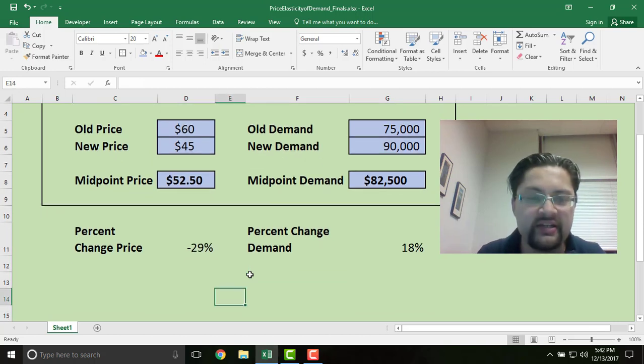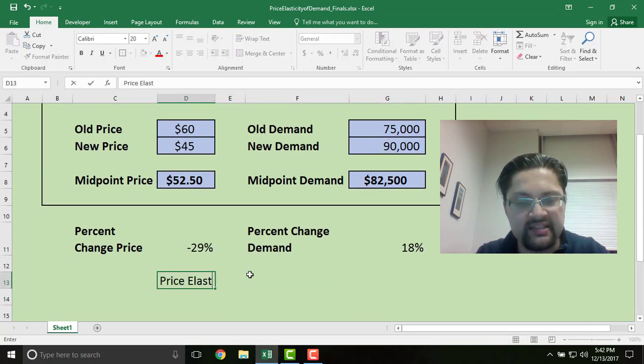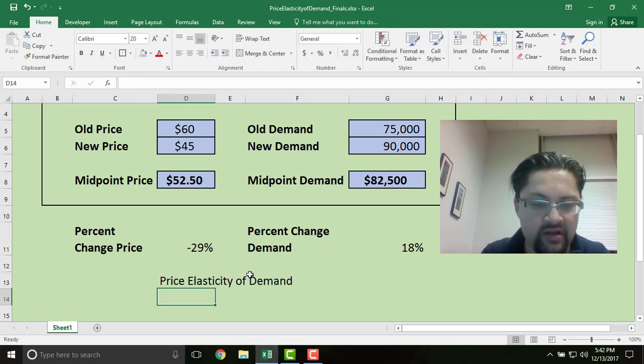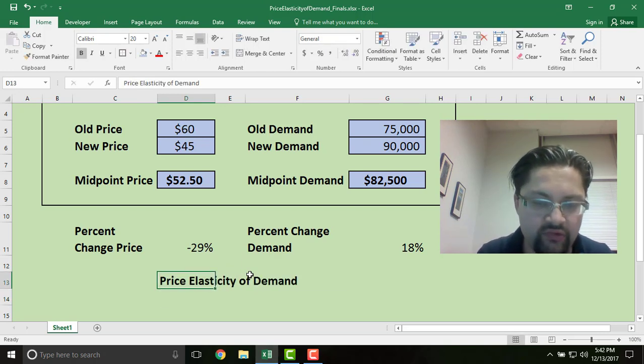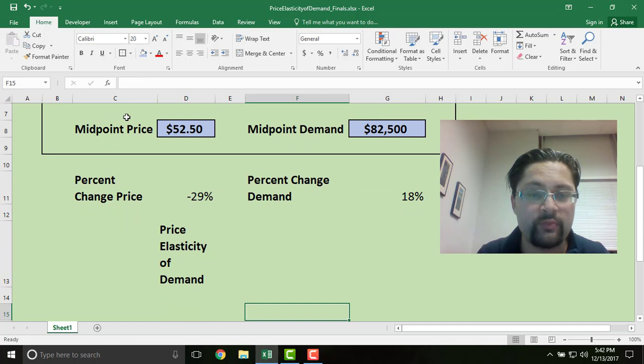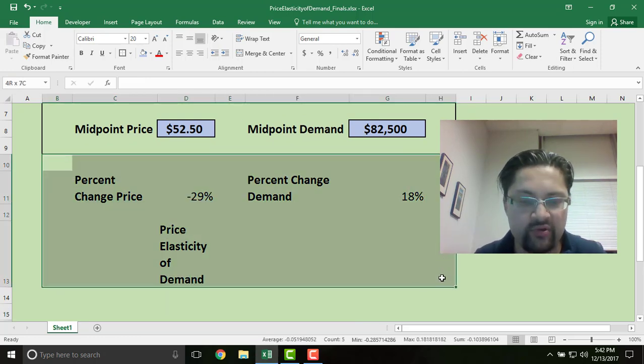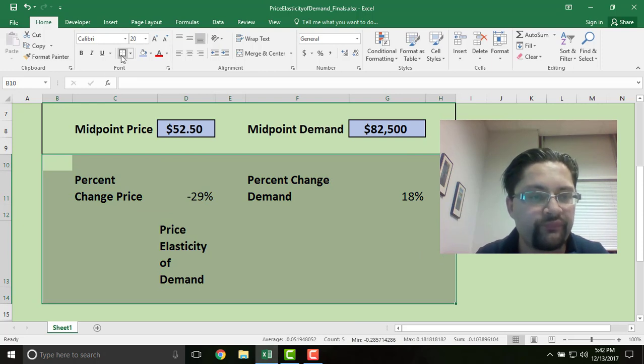Now what we need to do is price elasticity of demand. The big one. The main event is now here. Okay, so I'm just going to go further down because we don't need these numbers anymore. We just need to look at this set of numbers down here.